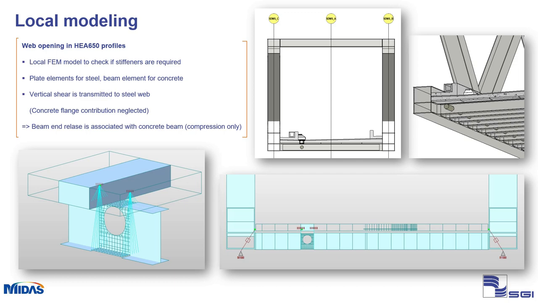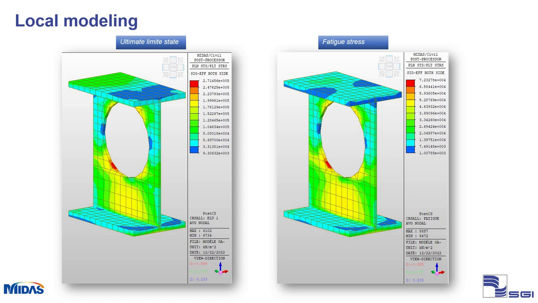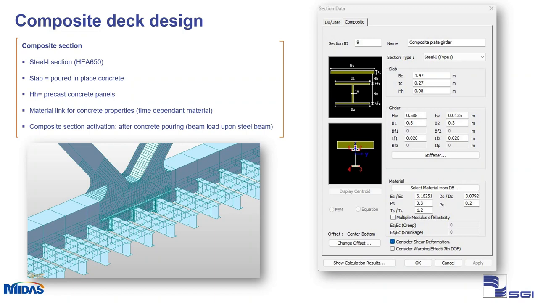Here are displayed the combined stress in steel I section. About ultimate limit state, combined stress is lower than steel yield resistance, and concerning fatigue, combined stress under LM71 model is acceptable. Therefore, I conclude that web stiffeners are not required around the opening. Now that steel analysis is performed, we will conclude this study with composite deck design.